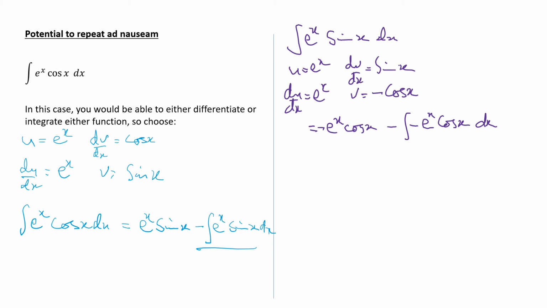So this will become uv, which is minus e to the x cos x. Again, notice I've put that minus out the front there to prevent any confusion. Minus the integral of minus e to the x cos x with respect to x. And this one will give me minus e to the x cos x plus, because of that minus minus combination, the integral of e to the x cos x with respect to x.